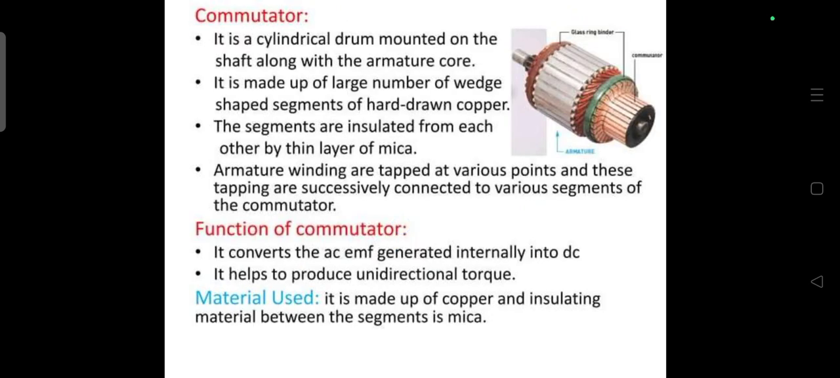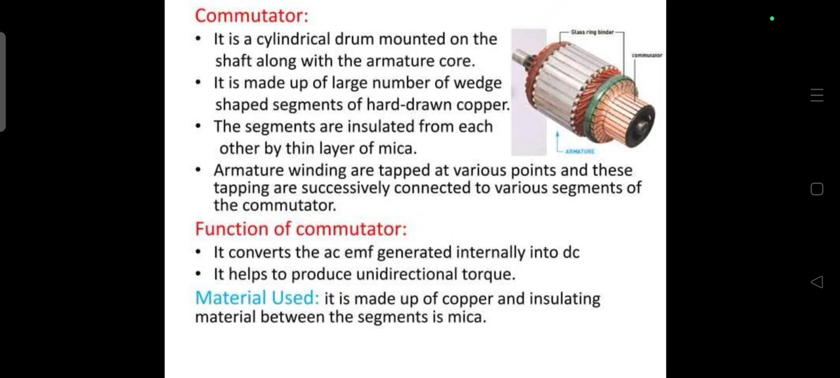The next important part is the commutator. The commutator diagram is shown on the top right corner. It is a cylindrical drum mounted on the shaft along with the armature core. It is made up of a large number of wedge-shaped segments of hard drawn copper. These segments are insulated from each other by a thin layer of mica. The armature winding is tapped at various points, and these tappings are successively connected to various segments of the commutator.